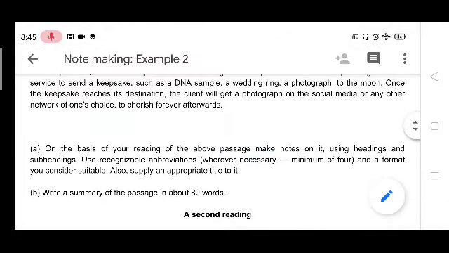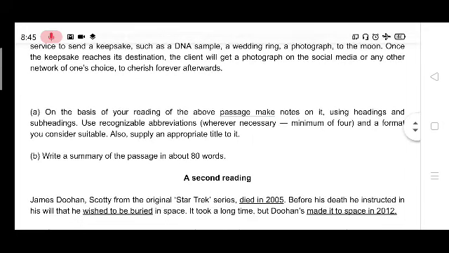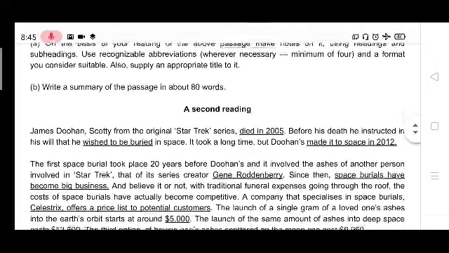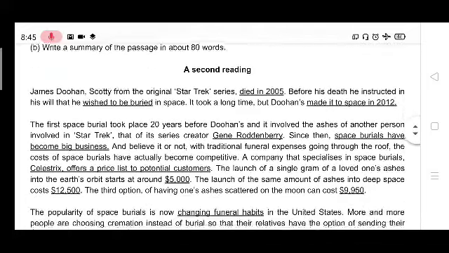Okay, after a passage like this, you will get two questions. One question will ask you to make notes on this passage using headings, subheadings, recognizable abbreviations. A minimum of four, it is saying. In many questions, they say minimum four and maximum not more than 7 or 8. And then they also ask you to write a summary in a limited number of words. Here in this case it is 80 words. Now we'll give the passage a second reading.